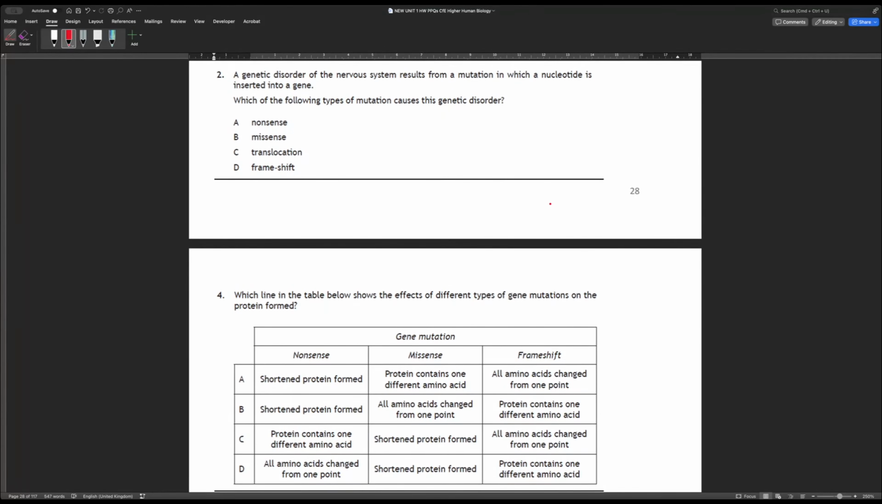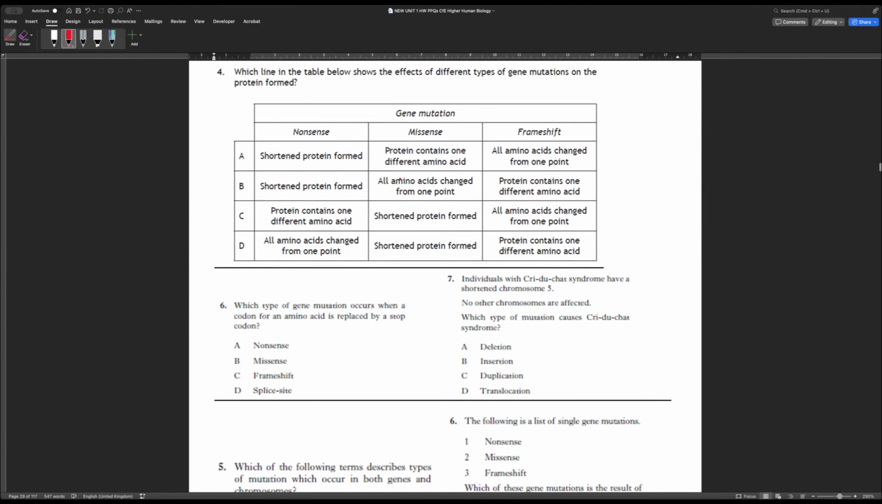Next one. A genetic disorder of the nervous system results from a mutation in which a nucleotide is inserted into a gene. Which of the following types of mutation causes this genetic disorder? Okay, so this is an insertion. It's been inserted into a gene, so what's that going to be? Well, nonsense we know is a substitution mutation. Missense, also a substitution mutation. Translocation is a chromosome mutation, where a section of the chromosome has been altered. This one is where a nucleotide is inserted into a gene. We know that insertion is a type of frame shift mutation, so our answer is going to be D there.